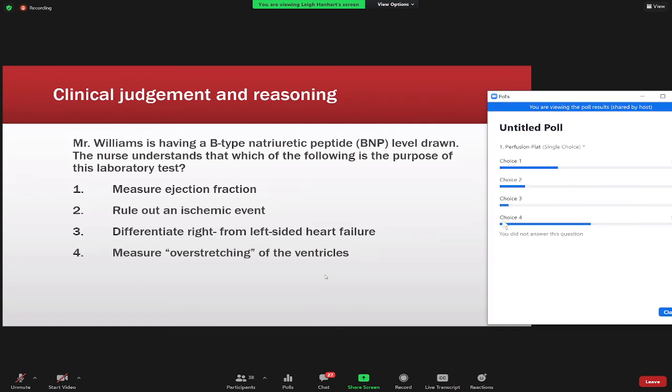Remember, it's going to be number 4. You're measuring the overstretch with a BNP. You're just measuring the volume. An ejection fraction, we would only be able to get per Doppler, or an echocardiogram. That's what it is. It's a Doppler of the heart, or we get it in the cath lab. Okay. Ischemic events, we're going to talk about that in perfusion 2. That's when we're looking at a troponin that's released when there's damage to the heart. So when we talk about BNP, we're talking about measuring that overstretching. And on differentiating, there's no lab that's going to differentiate left and right-sided failure. Okay.